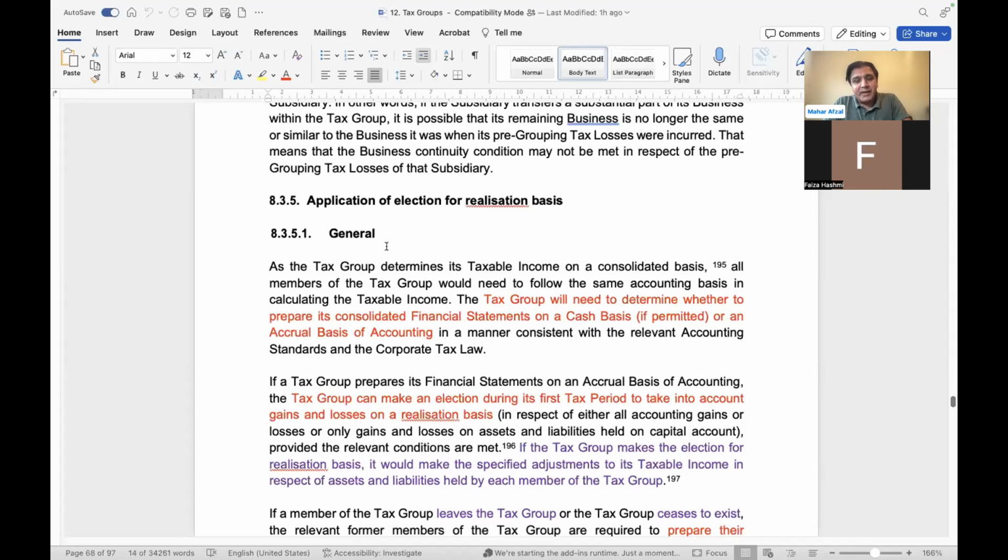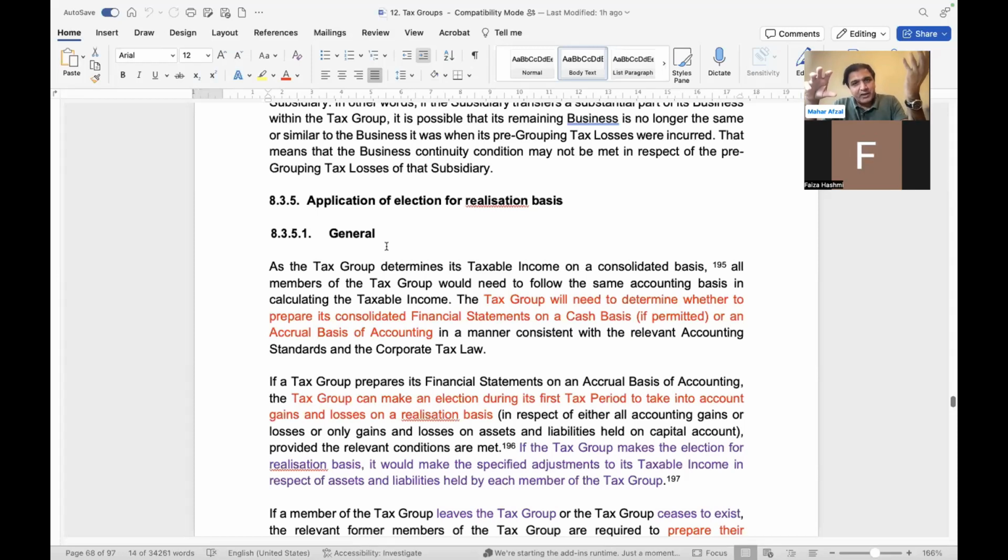So if the taxable person is preparing the financial statements on accrual basis, they can opt that the gain and loss on the assets be taxed on realization basis. We know the financial statements have been prepared on accrual basis. For tax purposes, we are asking that gain and loss be taxed on cash basis, which will require some adjustment. Suppose the value of an asset has gone up on accrual basis and we have booked the gain, but we have not sold the asset. When we opt for realization basis, we will book the gain only when we sell the asset and realize the gain.